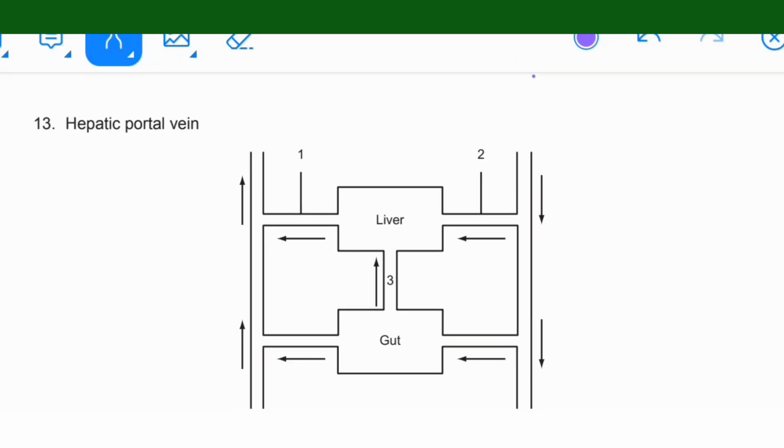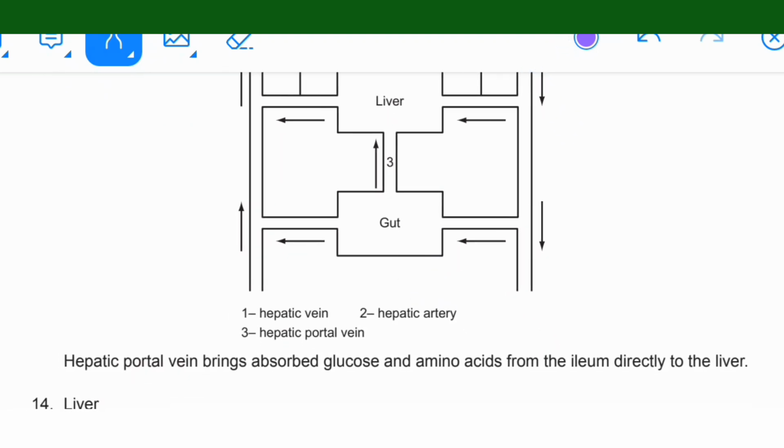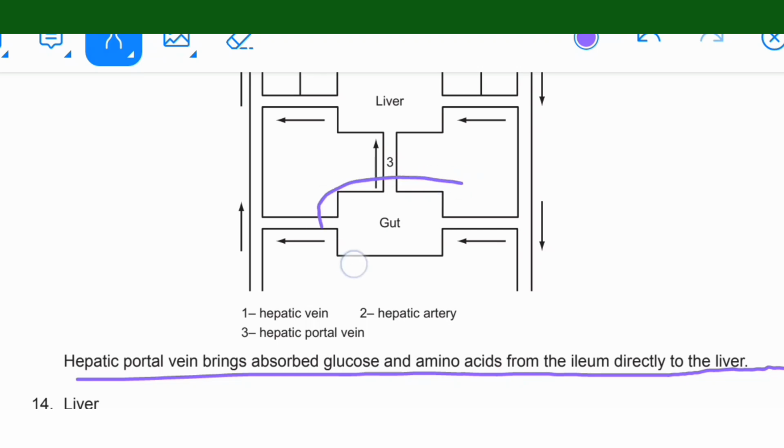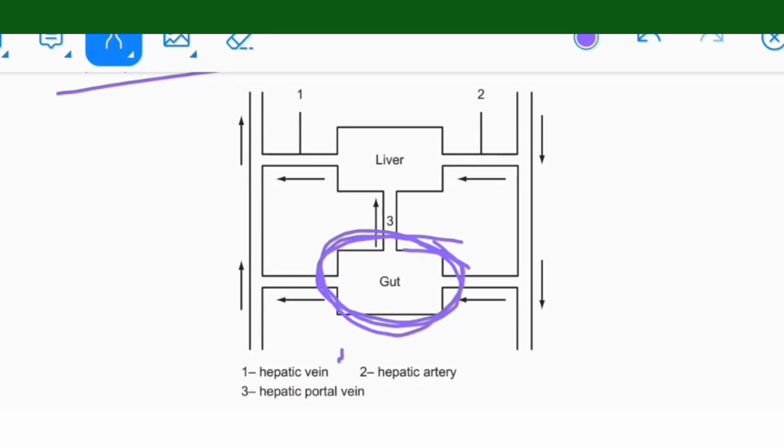Then we'll talk about the hepatic portal vein. The hepatic portal vein has a very special function. As you can see here, this vein brings absorbed glucose and amino acids from the ileum directly to the liver. You understand? From the ileum directly to the liver. So this is the guts here, which is your alimentary canal, and this is your liver here. So those nutrients will move. This is where assimilation takes place. The vein that connects the guts to the liver is what is called the hepatic portal vein. Then this hepatic portal vein, when it gets to the liver, leads through what is called the hepatic vein.